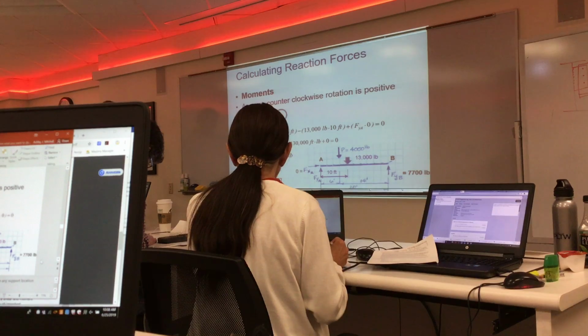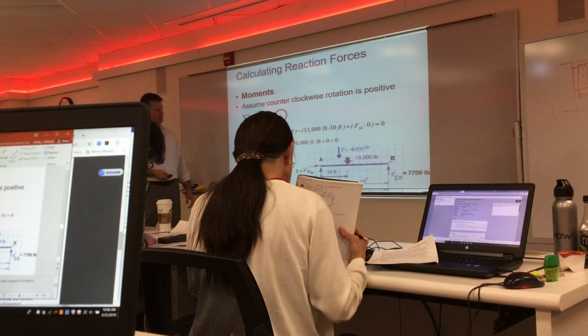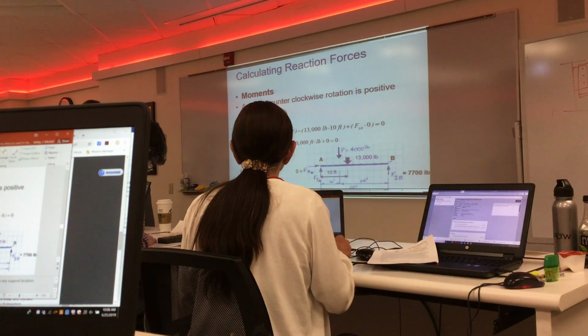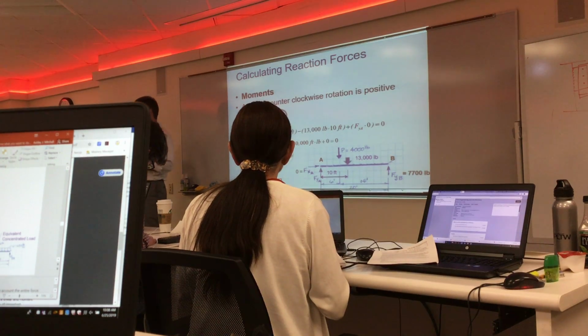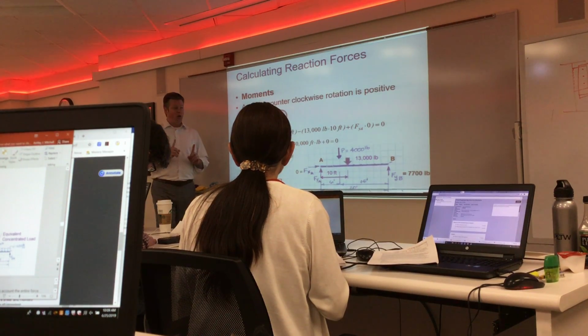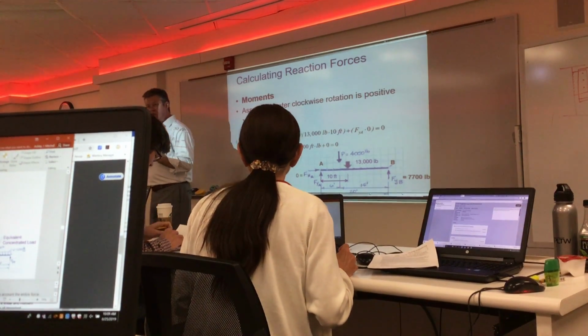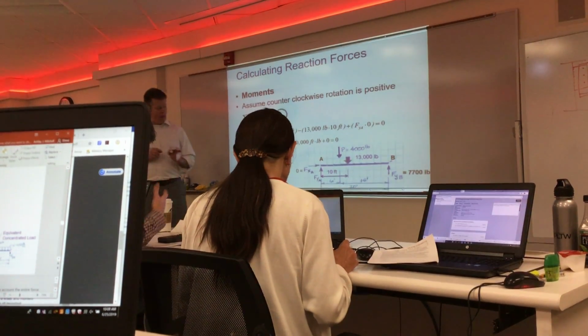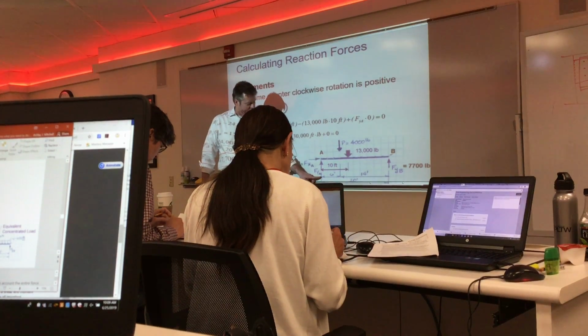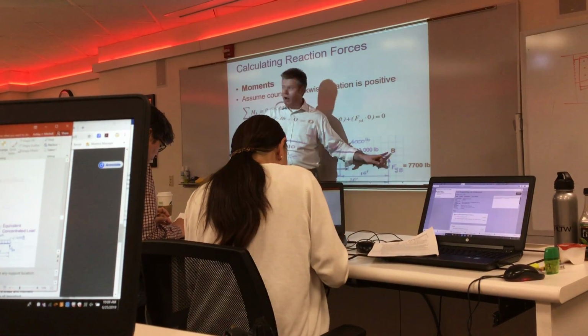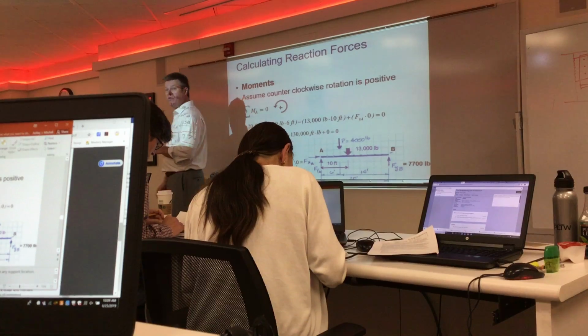Okay, so now we've decided that we should go to the moments, and I'm gonna sum moments. You can sum moments about any point in the system you so choose. It's always convenient to sum moments at a point where there's an unknown value. So an unknown value happens to be FYA or FYB. So either one of those points would be very convenient.